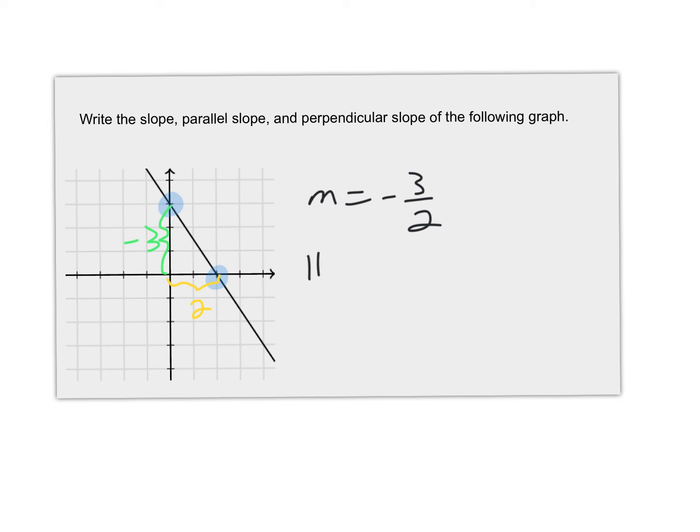Well, the parallel slope is also -3/2. Then the perpendicular slope, I didn't draw that very well. The perpendicular slope is going to be the opposite reciprocal. So if the original is negative, then the perpendicular has to be positive. And if it's a fraction of 3/2, we're going to use the reciprocal and put 2/3. All right. So it's going to be a positive 2/3. Okay. That's a quick review of slope, parallel slope, and perpendicular slope from a graph.